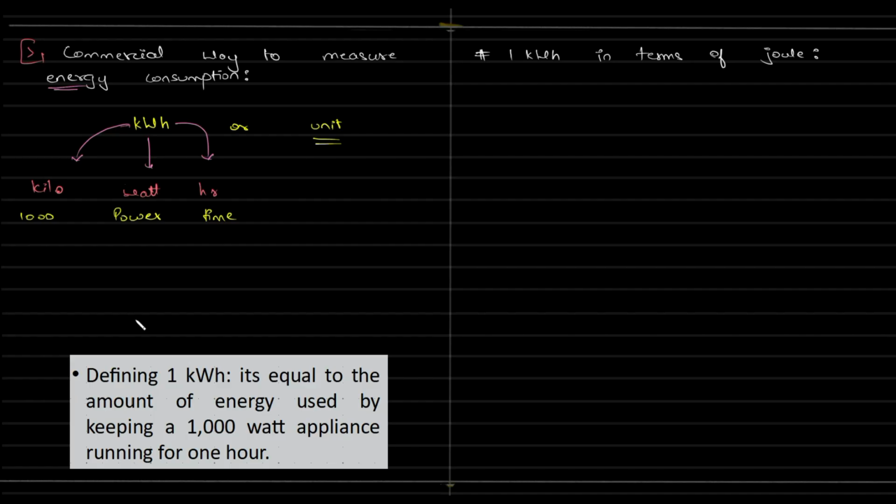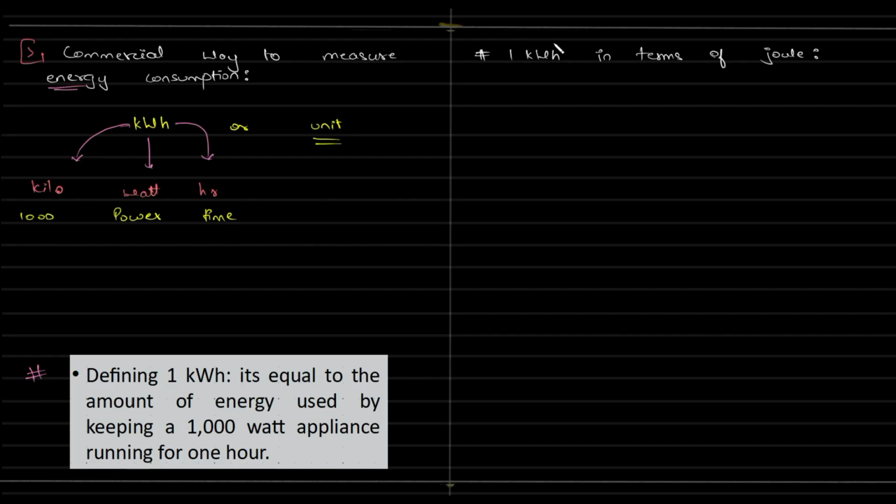Now, how do you define a kilowatt hour? See, if you switch on appliances which consume 1000 watt of power every hour, we say we have 1 unit of consumption. I have the definition over here. Again, I'll repeat: if we consume 1000 watt for an hour, we say we have 1 unit of power consumption. As simple as that.